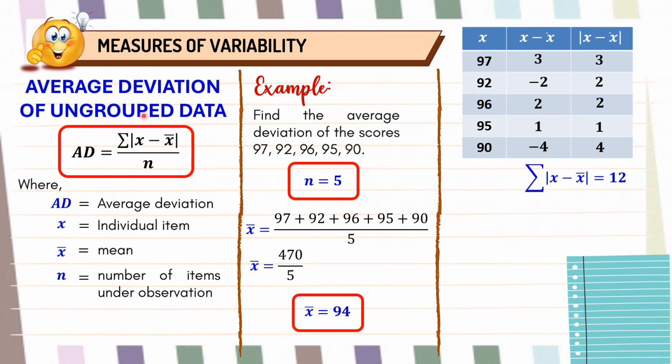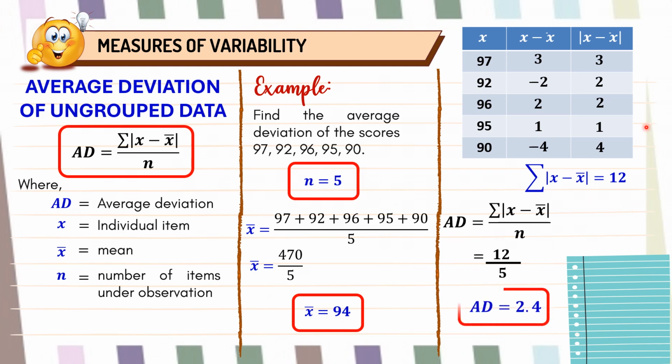Now that we have the value of the summation of x minus mean, we can proceed to solving for the average deviation. By substitution, the summation of x minus mean is 12, divided by the value of n, which is 5. And 12 divided by 5 is 2.4. And 2.4 is what we call our average deviation.